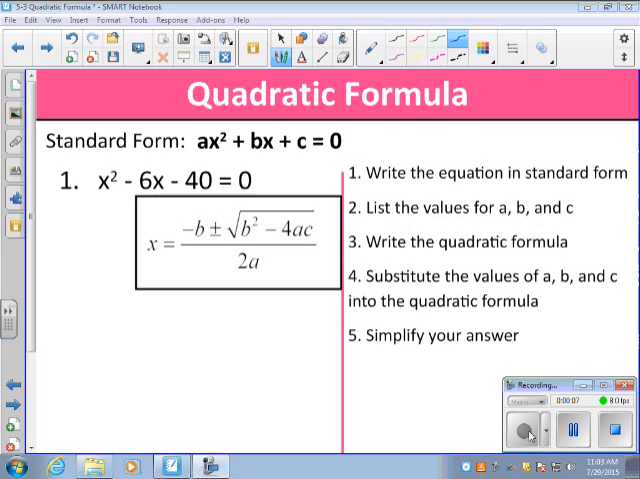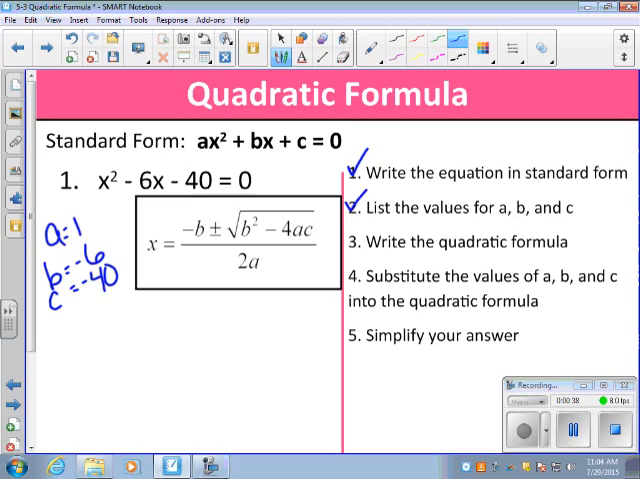So if you remember, a quadratic has the standard form of ax squared plus bx plus c equals 0. In this first example, x squared minus 6x minus 40 equals 0, a is 1, b is negative 6, and c is negative 40. We have the steps written out on the side for using the quadratic formula. Step 1 says write the equation in standard form. Well, that was already done for us. Step 2 says list the values for a, b, and c. That's what I just did.